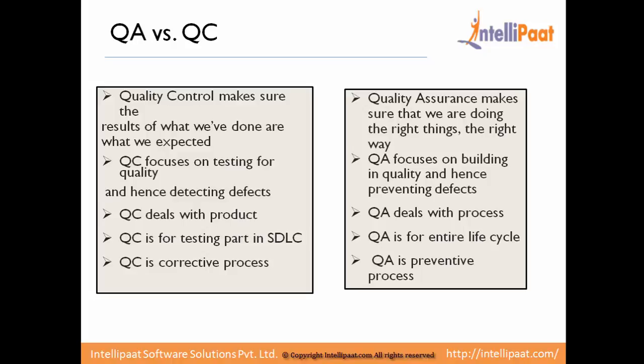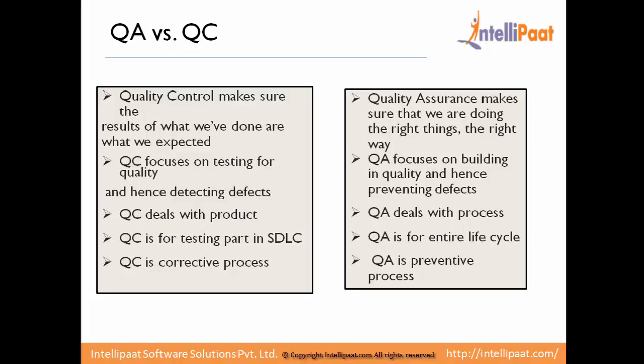So it is concerned more about the application that is under test and less about the processes that are being followed. Quality control deals with the product, which is the application or the software under testing, and it is for the testing part in the software development life cycle. This testing phase comes under the software development life cycle, and is again encompassed by the software testing life cycle, which we will see in detail later.